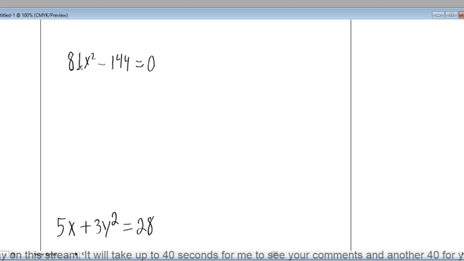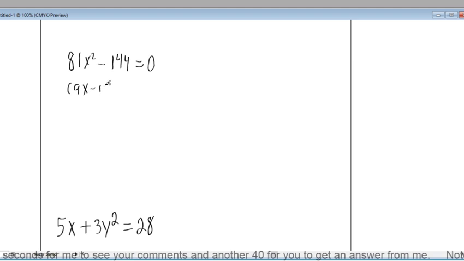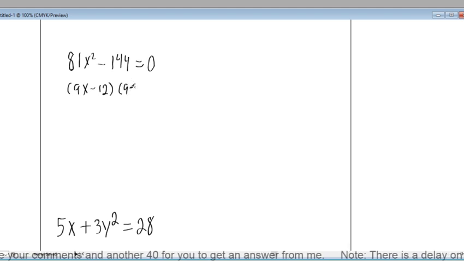So we can actually factor this and say that this is 9x minus 12 and 9x plus 12. Again, it always comes out to be conjugate binomials.